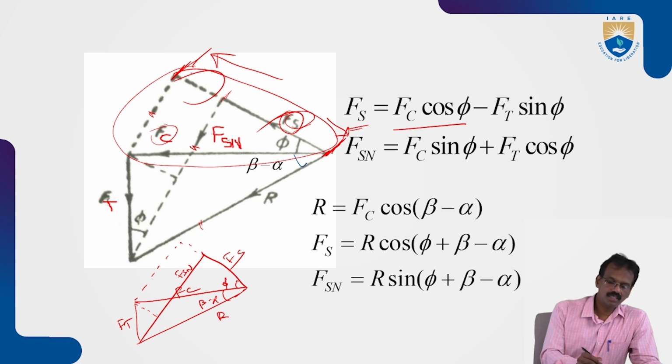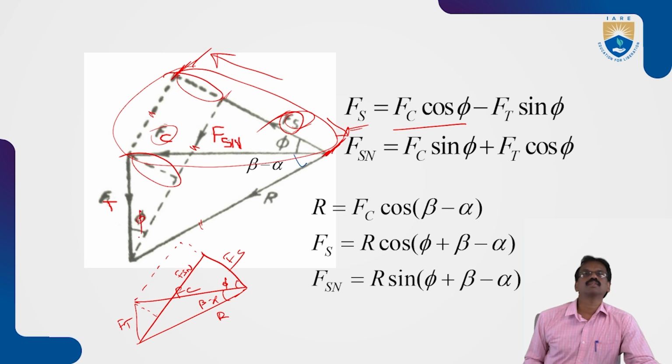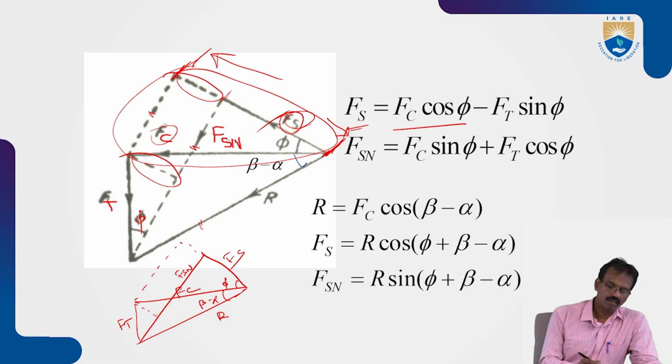Because this distance is nothing but this distance. So this is the opposite side to angle phi, because this is the angle phi. This is the normal to that Fs, so automatically this angle is also phi. You can check that one also. So here Ft is the hypotenuse, and this is the opposite side.